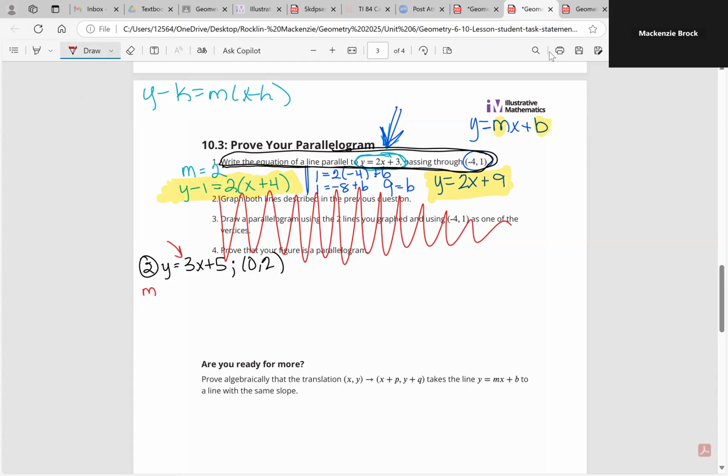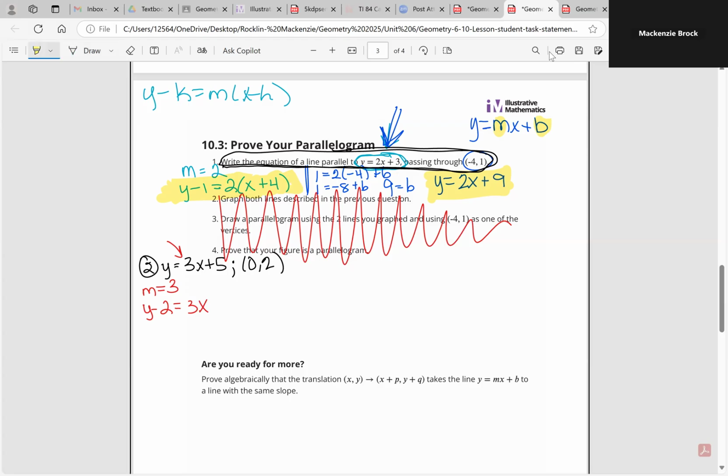Okay, so if I'm parallel, then that means my slope is the same. My slope of this one is 3, so my slope is 3. And then I have the point 0, 2. So this would be y minus 2 is equal to 3 times x minus 0, but x minus 0 is just x. So that's the point slope form.